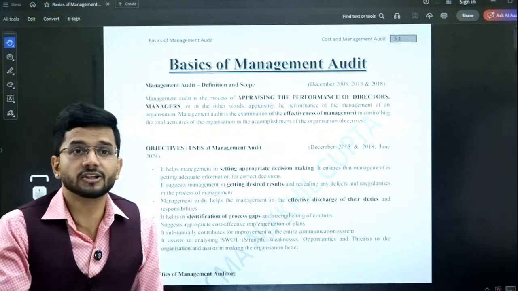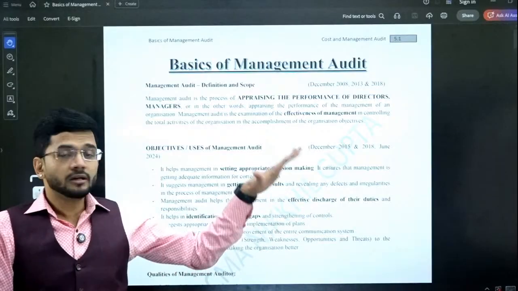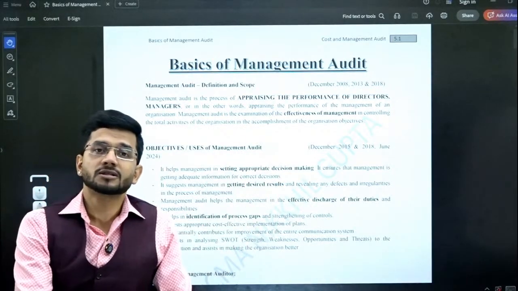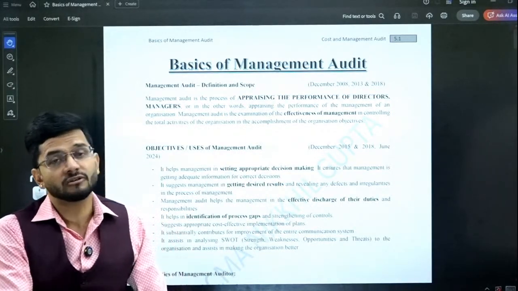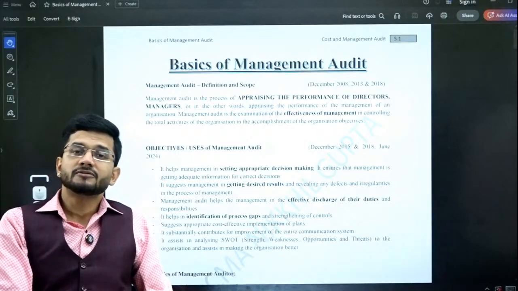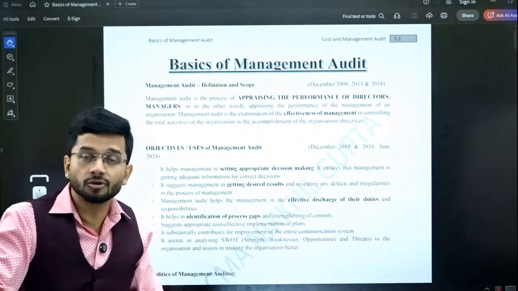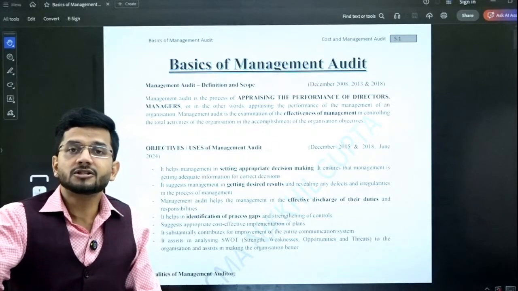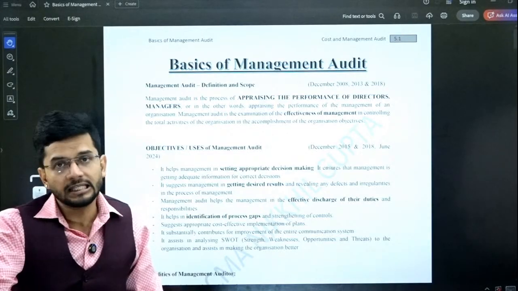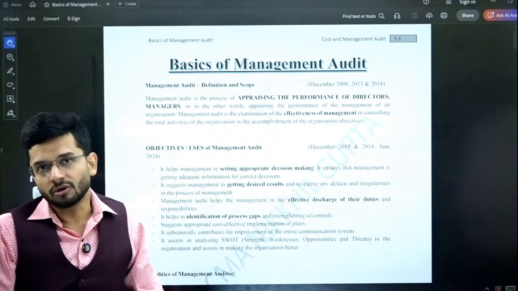Now, which chapters will theory come from? And that is what we are going to start from today. From today, we are going to start all the important theoretical chapters of your syllabus. The chapters which I feel are important from a theory standpoint, we are going to start from today itself. And the first chapter in this particular league is Basics of Management Audit.